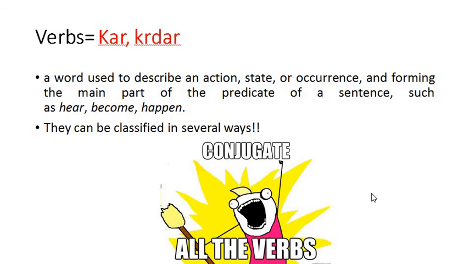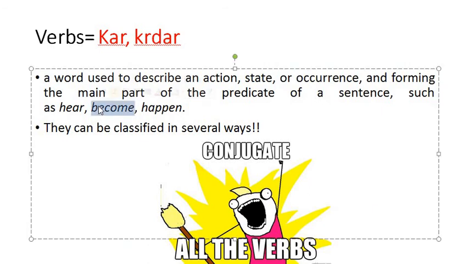A verb is a word used to describe an action, state, or occurrence, and it forms the main part of the predicate of a sentence, such as to hear, to become, to happen. These are all verbs. And we have different types of verbs, okay? For example, we have action verbs, dynamic verbs, stative verbs, copula verbs like become, etc.